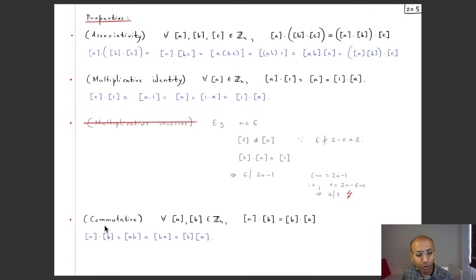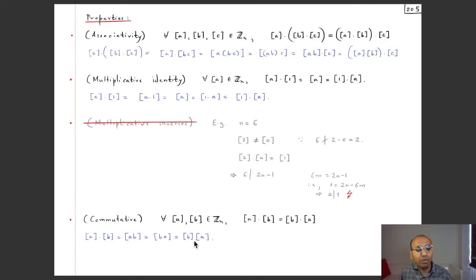And finally, you have this commutativity property, which says that for any two elements, you have this thing happening. So let's quickly check this as well. The left hand side, by definition of multiplication modulo n, is the equivalence class containing AB, but this is just integer multiplication, and we know that integer multiplication is commutative, so AB is the same as BA, so you get this, and that's actually the product of the equivalence class containing B with the equivalence class containing A. So we have proved this commutativity as well.